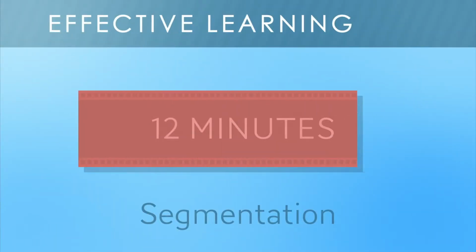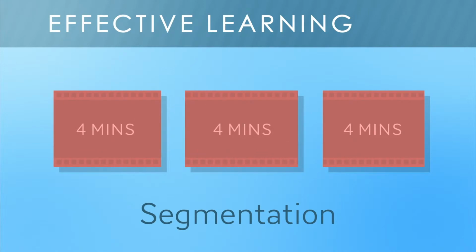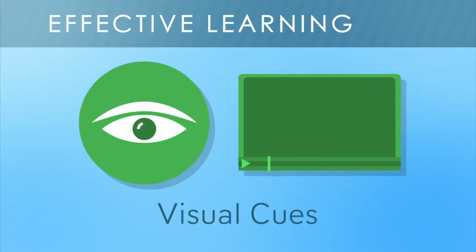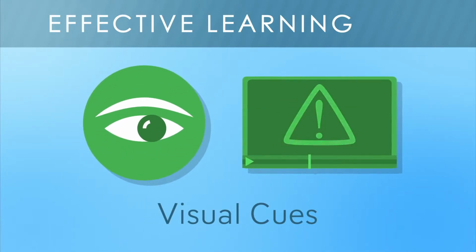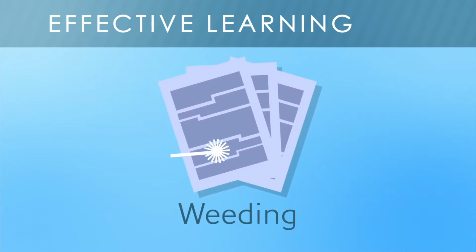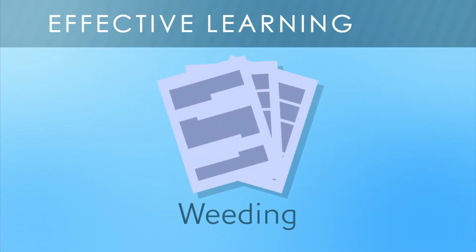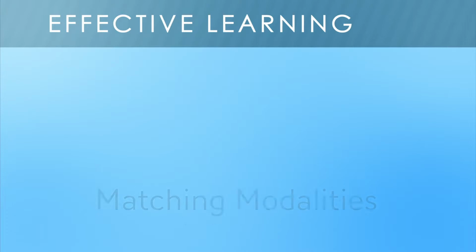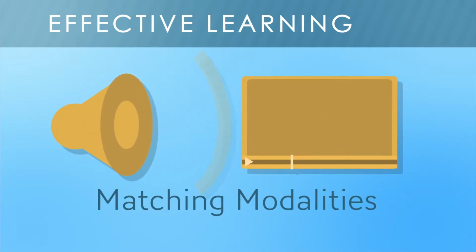Well, the science behind effective learning videos suggests segmenting videos into shorter lengths, providing visual cues to emphasize information you want learners to recall, and removing any unnecessary information will enhance your audience's retention. Making proper use of both audio and visual cognitive processing channels will only further improve their comprehension.